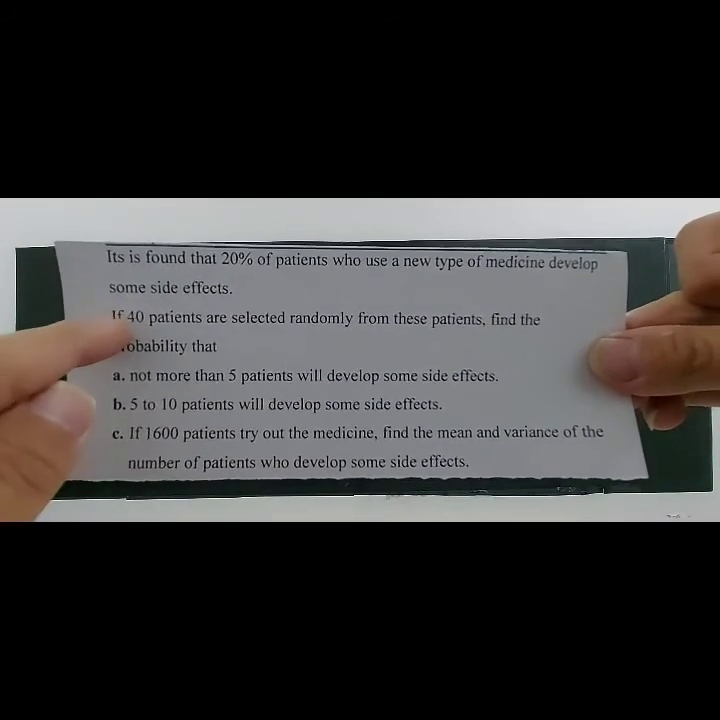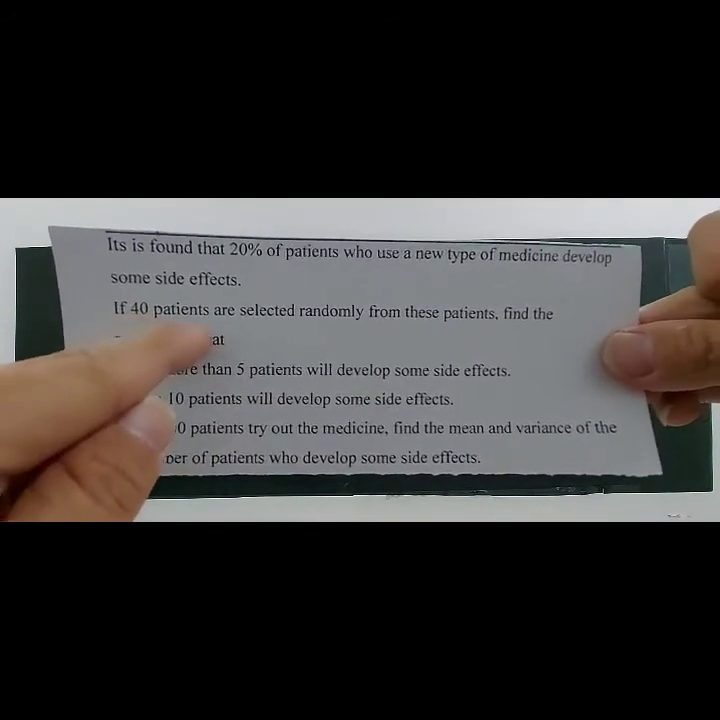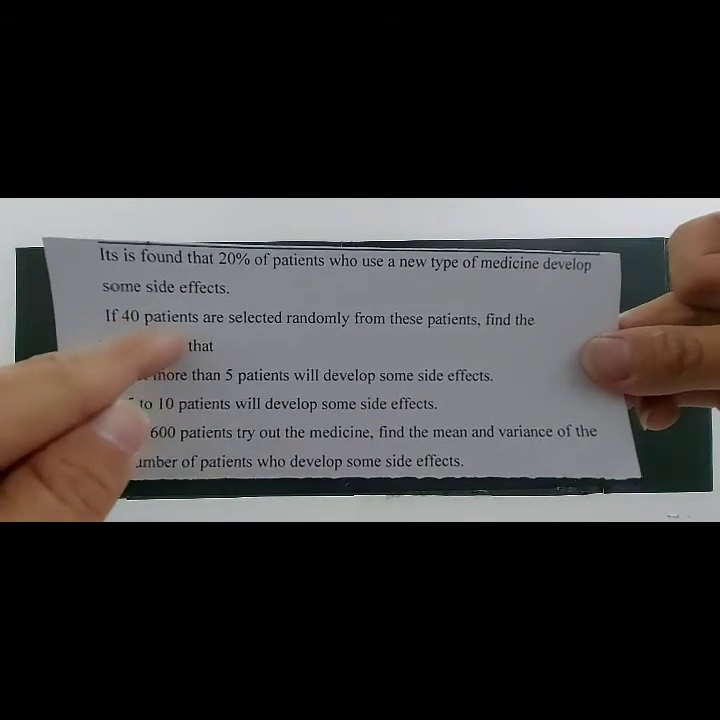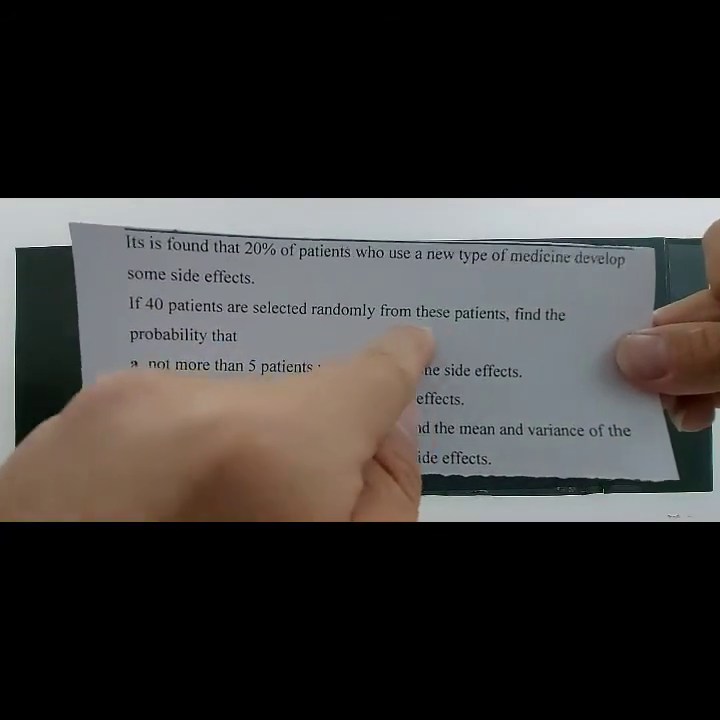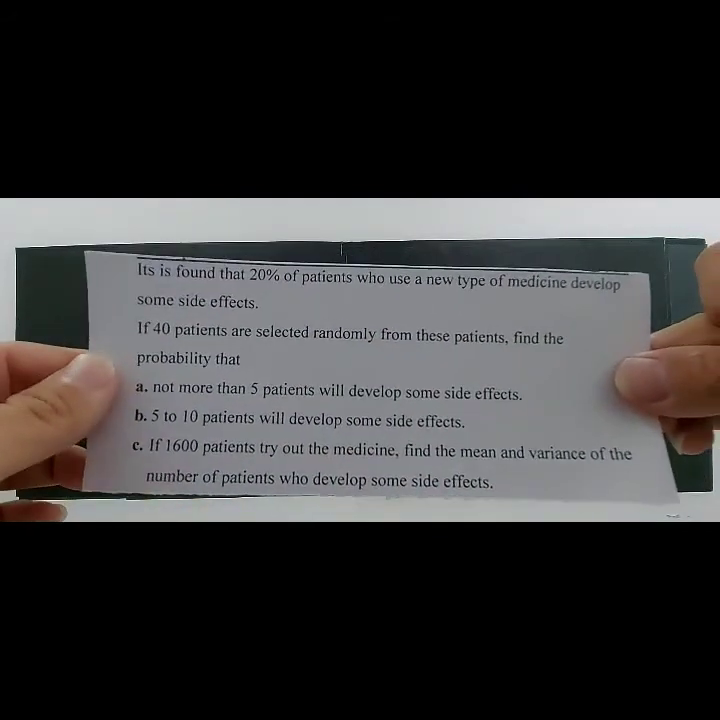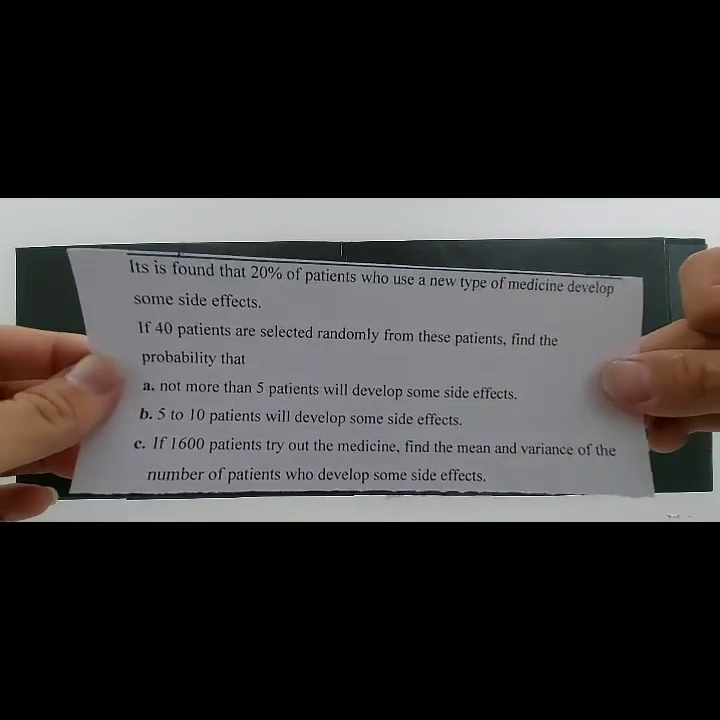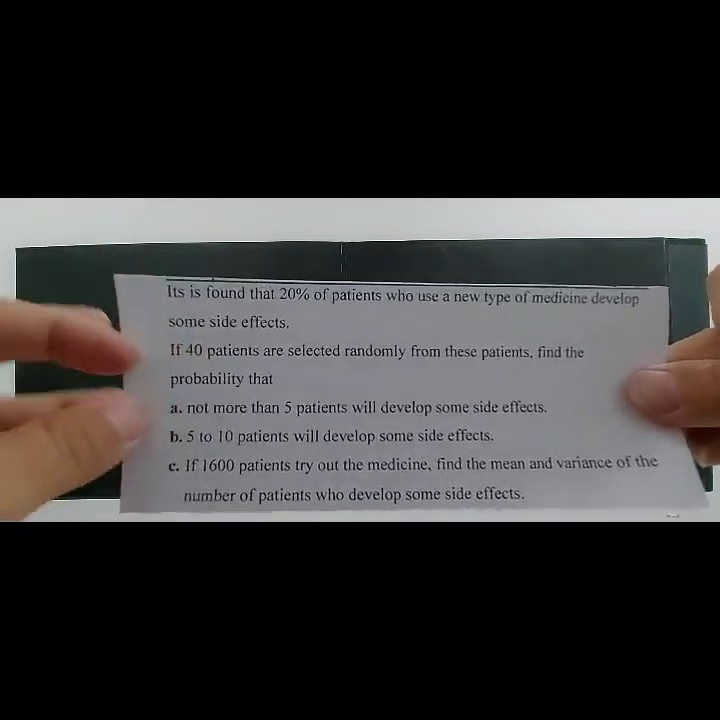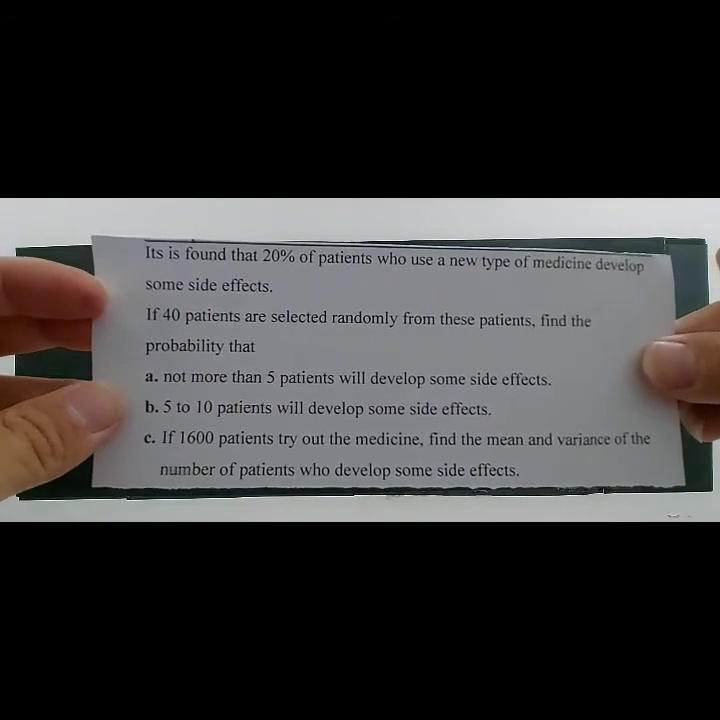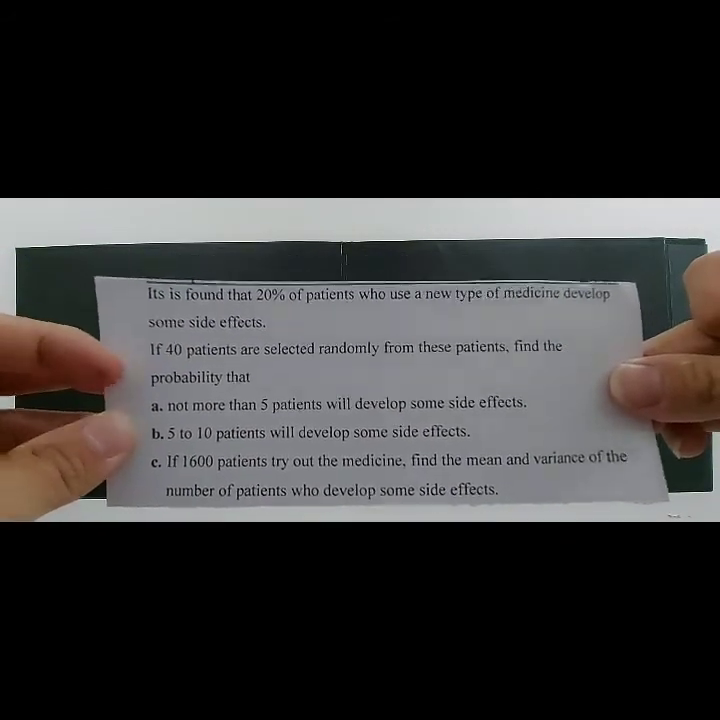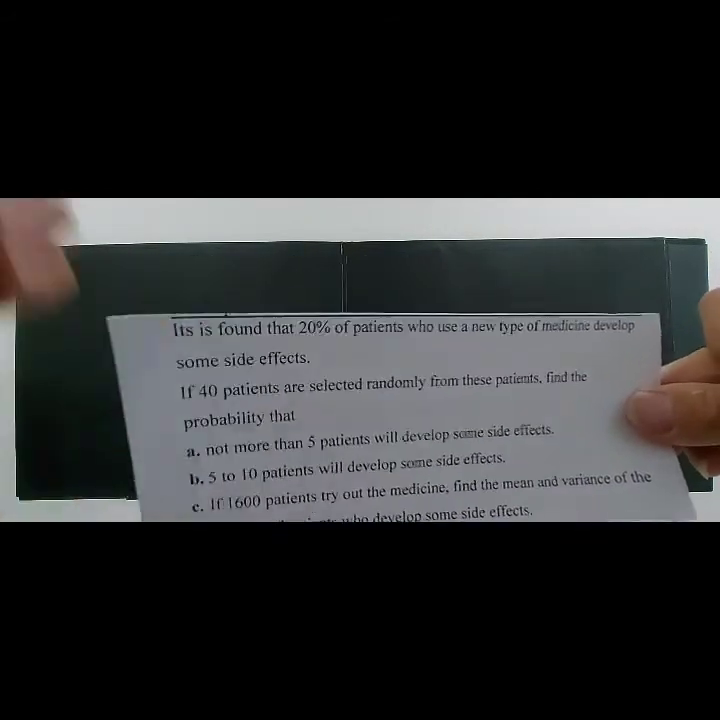Now, they have a sample. They have 40 patients selected randomly from these patients, right? So, 40 patients is the sample. So, find the probability that in the sample not more than 5 patients will develop some side effect. Means these 40 patients, they go and try.